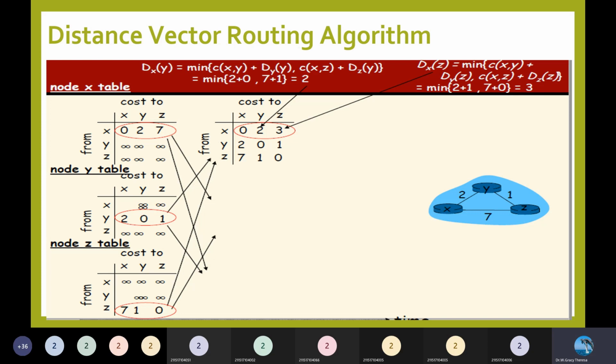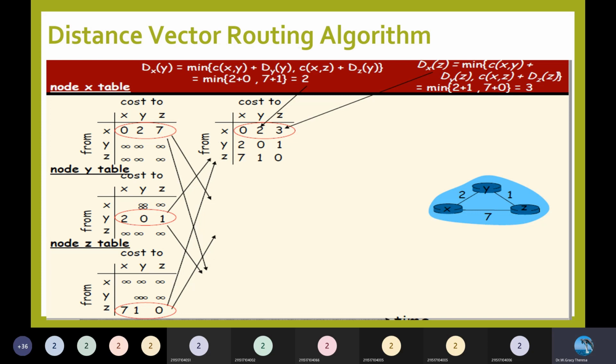So what is the node x table, and what is the cost from x to x, x to y, and x to z? Initially it was 0 because it does not know. This is the initial table of x, this is the initial table of y, and this is the initial table of z. Initially the table is given, and that is the initial table.